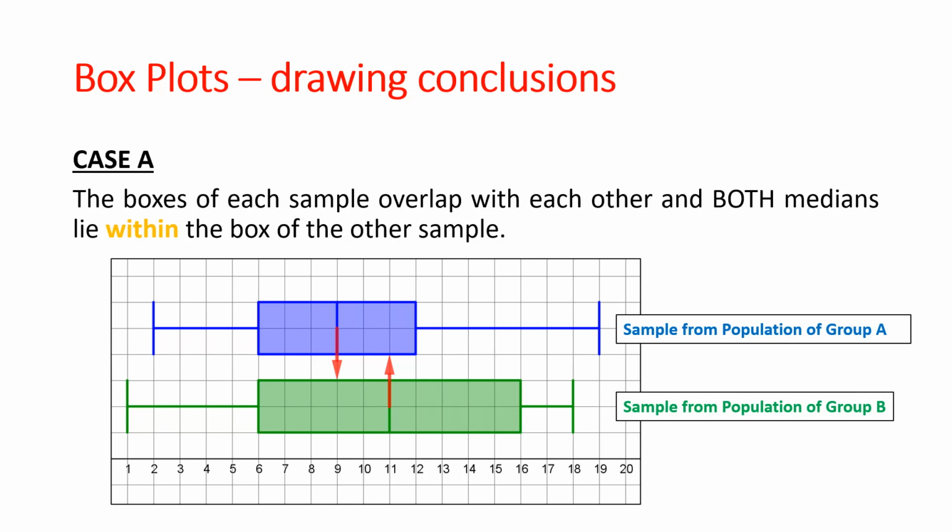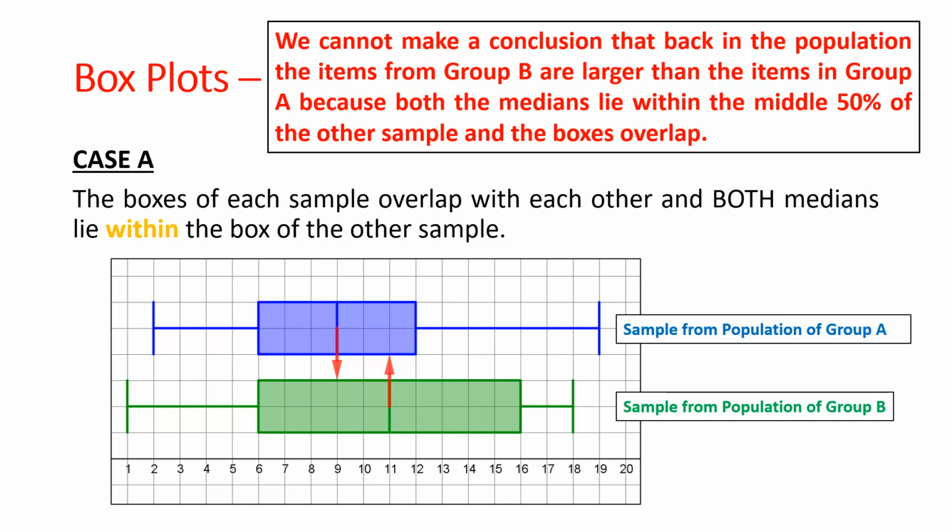Now, just because the green, the Group B median, is larger than the Group A median, we cannot make a conclusion because they overlap. So here's the conclusion we have to say. We cannot make a conclusion that back in the population, the items from Group B are larger than the items in Group A, because both the medians lie within the middle 50% of the other sample and the boxes overlap.